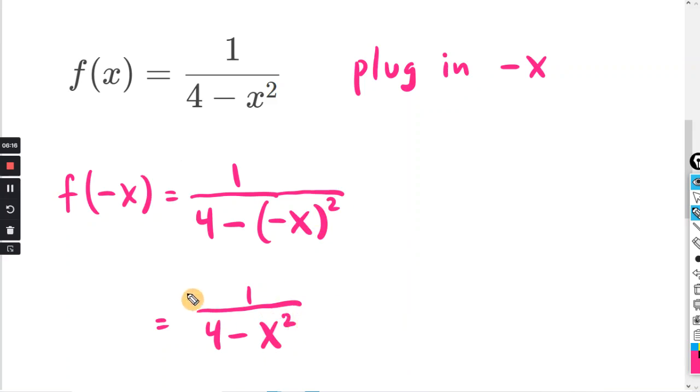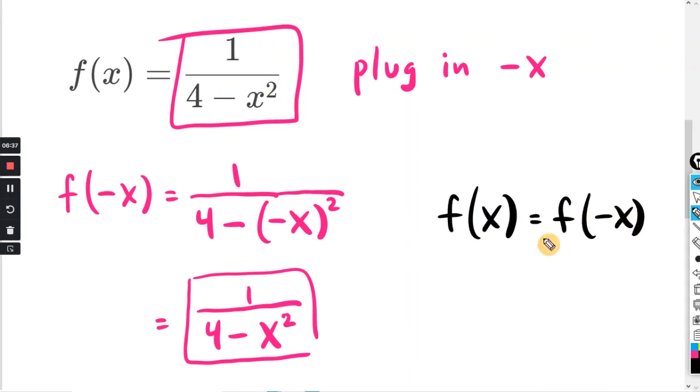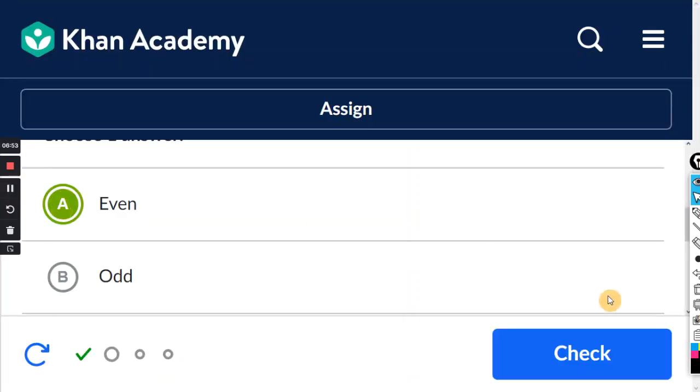Now this is f of negative x, and this right here is f of x. Clearly they are the same. So we can say f of x equals f of negative x. I probably should have written that the other way around, but same thing. And we said in the notes that makes it an even function. So that's it. Even function.